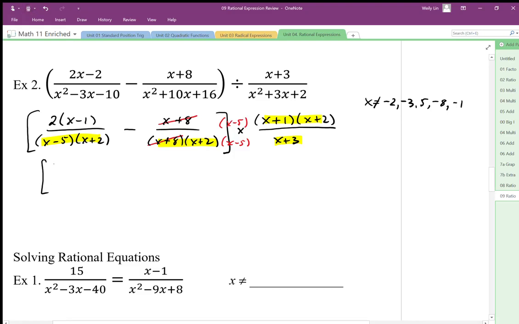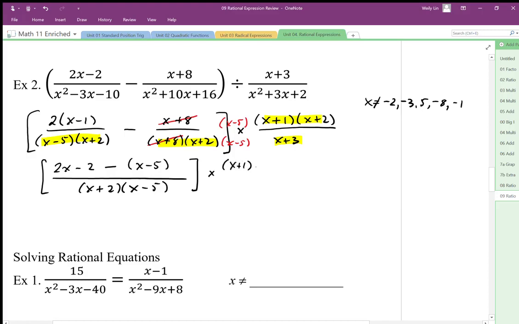So I end up with 2x minus 2 minus, okay, and I have to subtract x minus 5. Okay, x minus 5. And again, be careful of that minus, because we're going to minus both terms here. And that's all over my common denominator of x plus 2, x minus 5. I'm multiplying by x plus 1, x plus 2 over x plus 3.